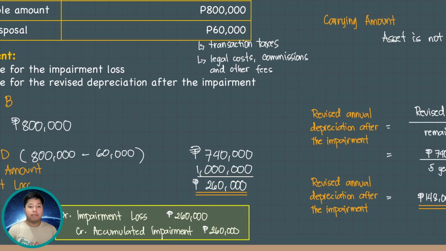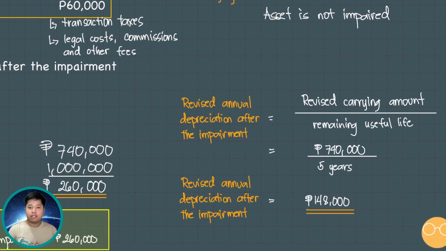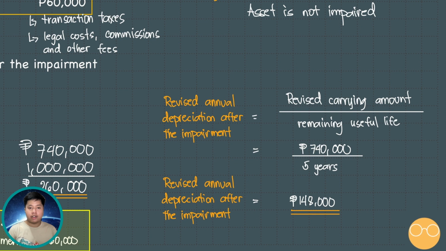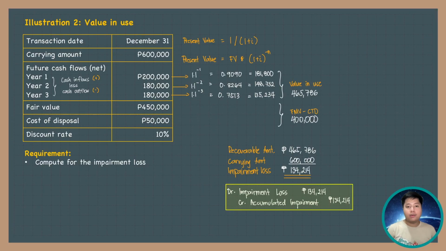Because the asset has been impaired, we will revise the annual depreciation by dividing the revised carrying amount after the impairment amounting to 740,000 pesos by the revised remaining useful life of 5 years. The revised annual depreciation is 148,000 pesos. The following are the case facts for illustration number 2.